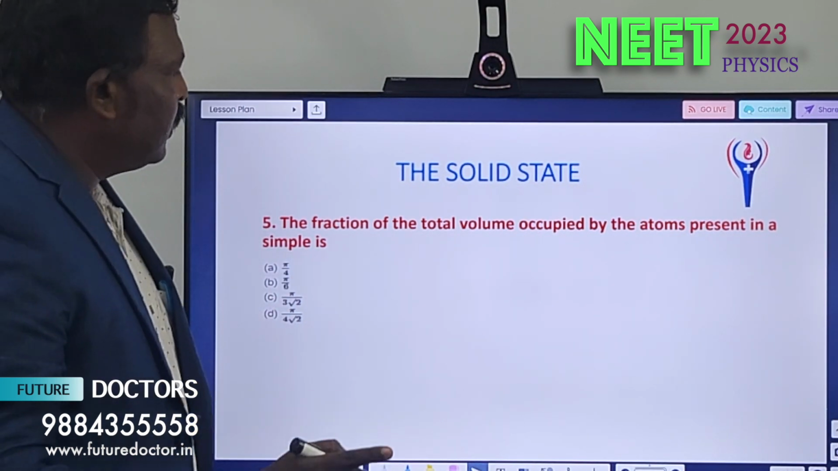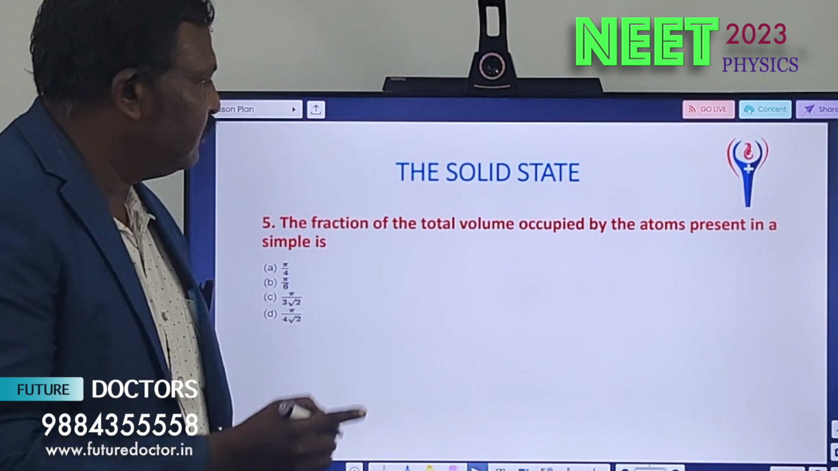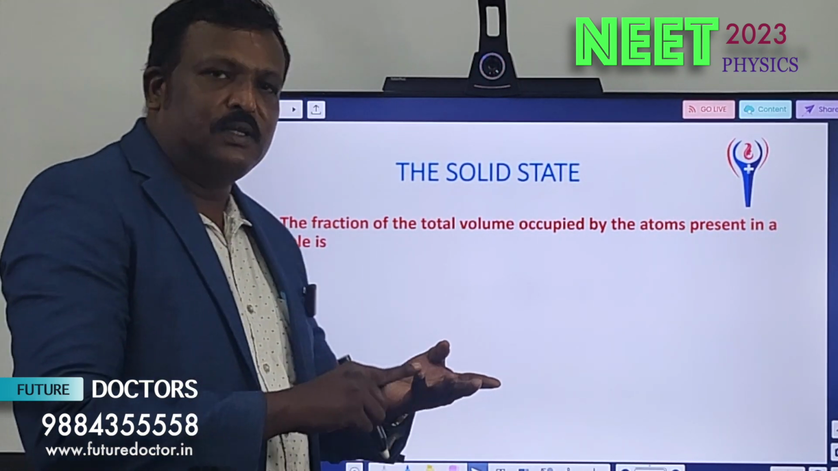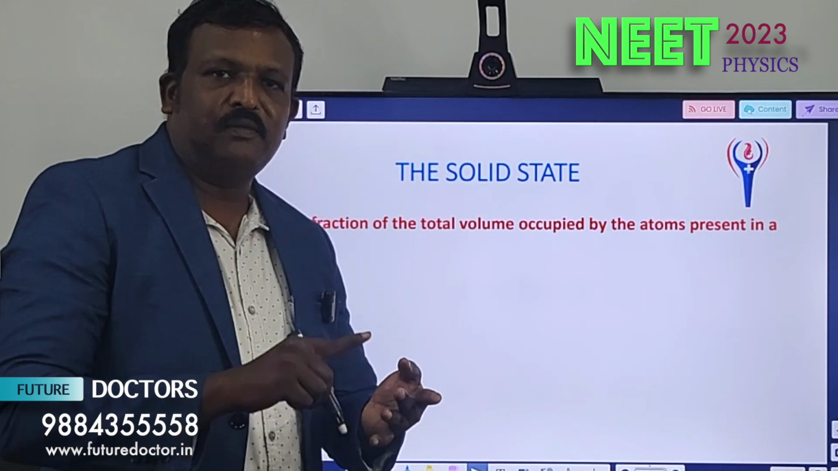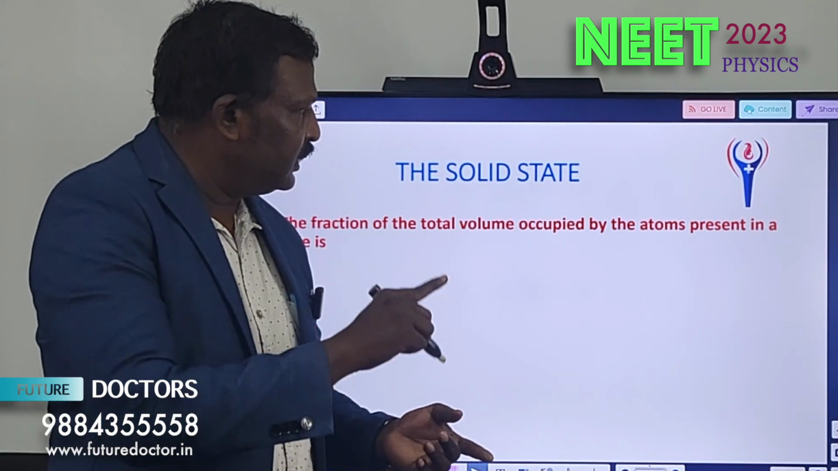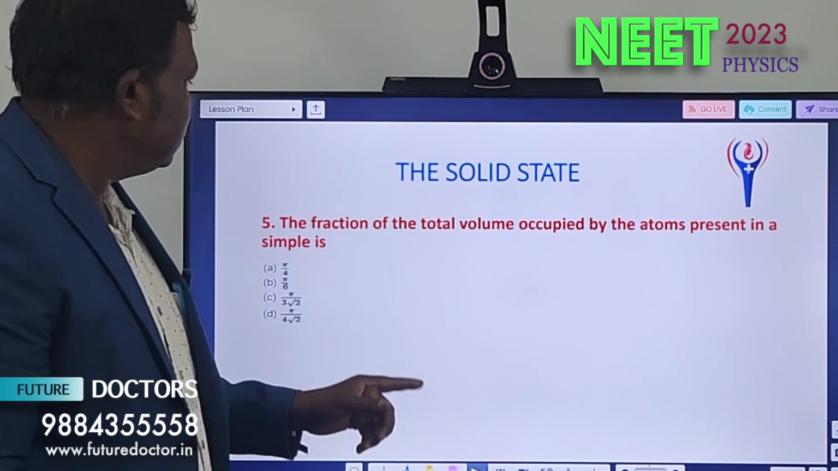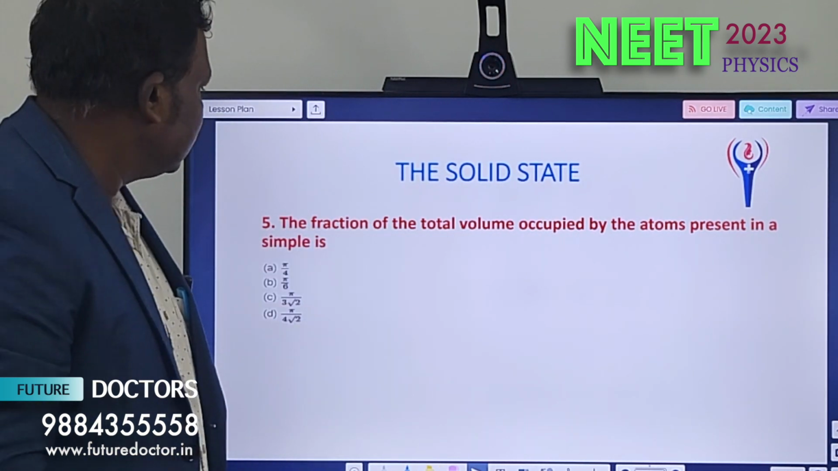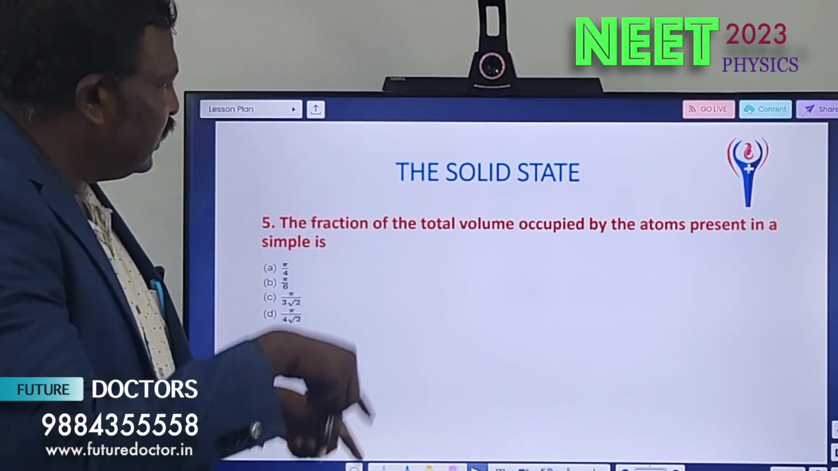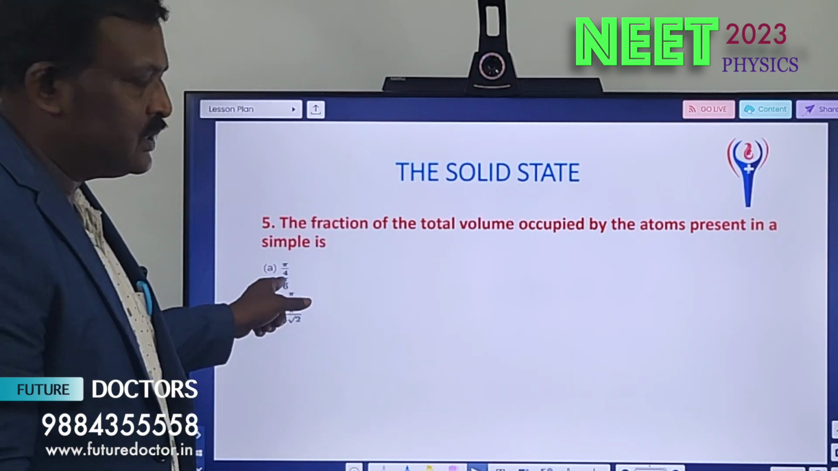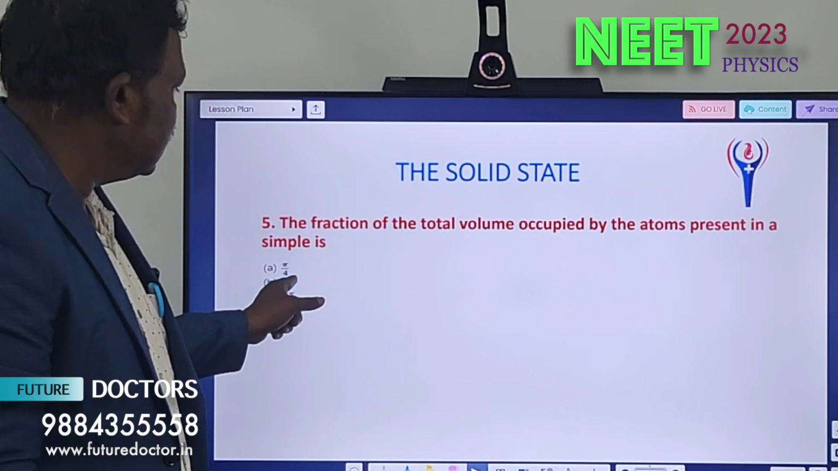Here we have the packing efficiency formula. If you apply this packing efficiency formula for simple cubic, body centered, face centered, then here, which type of crystal is asked? Only the simple cubic is asked. If you derive it, we will get the answer for this. Among these, one of them will be the answer.